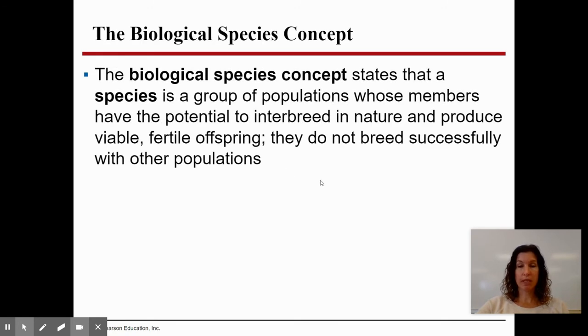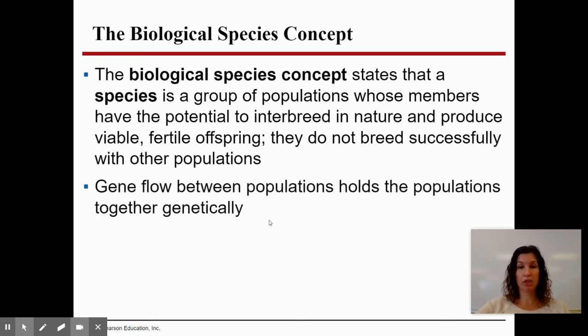The biological species concept states that a species is a group of populations whose members have the potential to interbreed in nature and produce viable, fertile offspring. They do not breed successfully with other populations. So what is a species? A species is a group of individuals or members that interbreed and produce viable offspring, and they do not breed with other populations and create viable offspring.